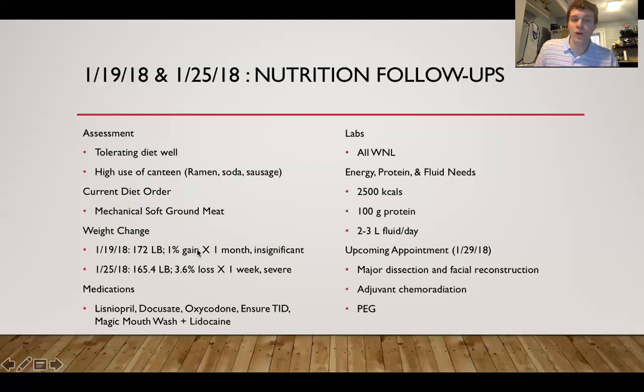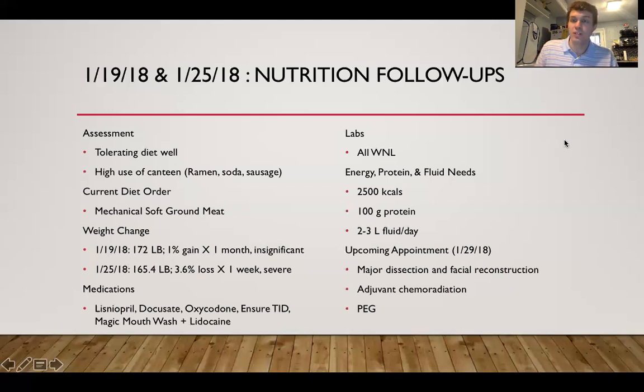Over the course of 1 month, he had a 1% weight gain, which was insignificant yet desirable. However, over the past week, he had lost 3.6% of his body weight, which was severe and very, very undesirable. That's the last thing I wanted to see as he's getting ready for surgery. Surgery's 4 days away and he's losing weight. So I want to reverse that if at all possible.